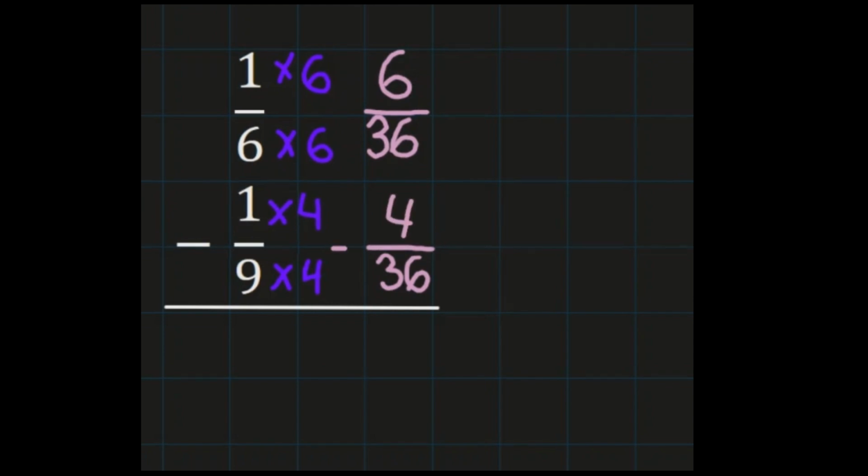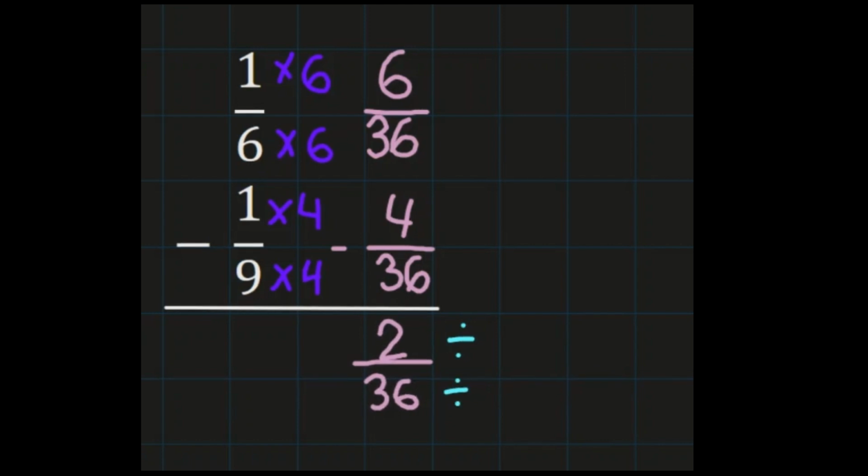Now that I've got common denominators, I'm subtracting my numerators. 6 minus 4 is 2, and that denominator remains the same. Then I need to go through the same questions of, can I simplify? Well, if I've got two even numbers, then I do know that they at least share a common factor of 2, so I can simplify.